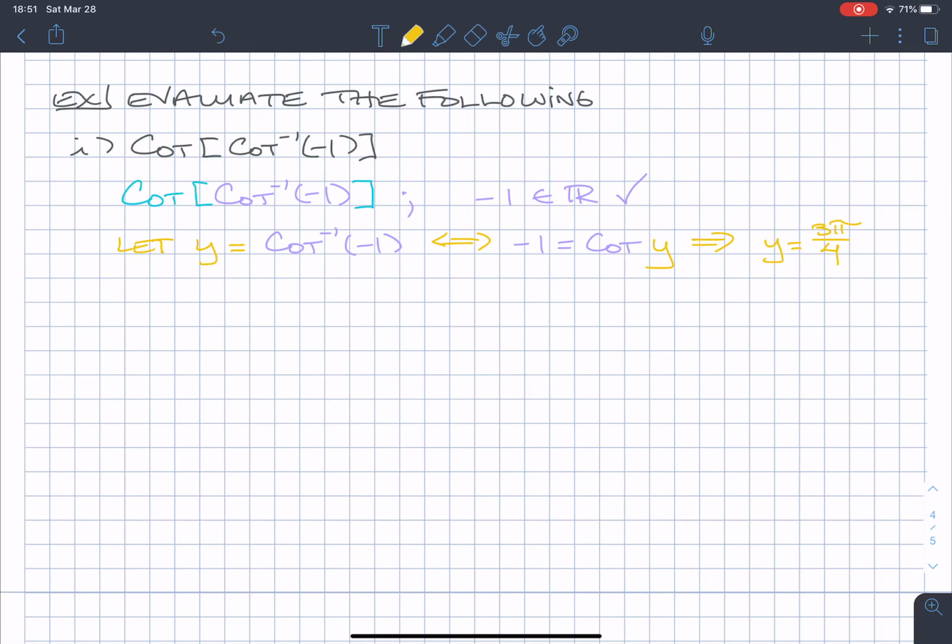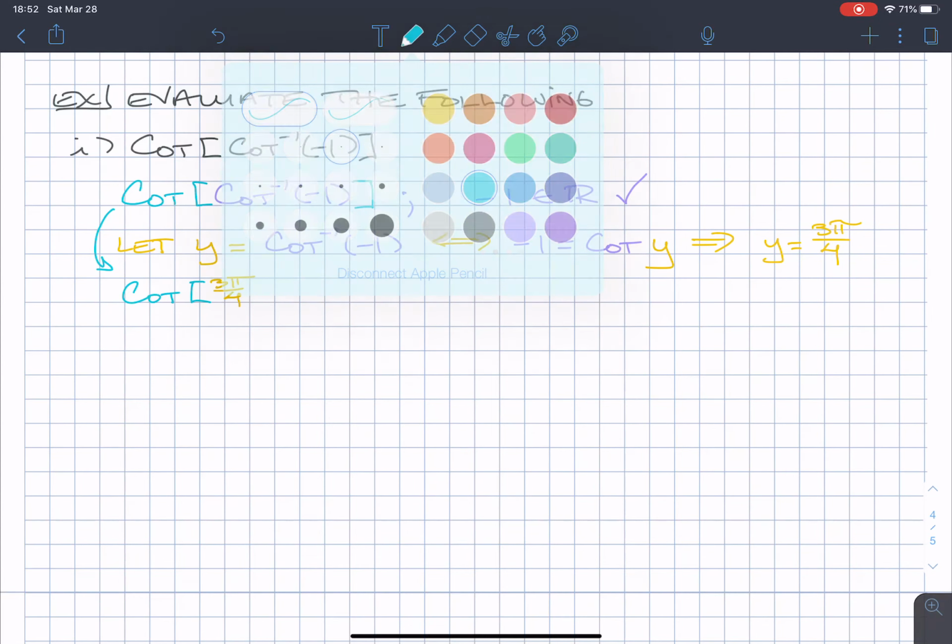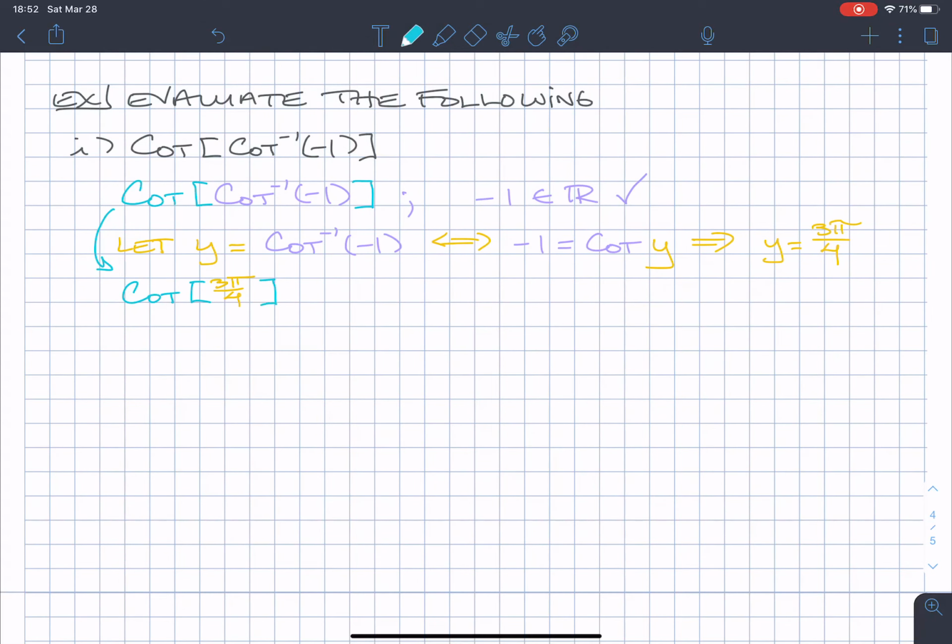Okay, so therefore, coming back here, cotangent of inverse cotangent of negative 1, which we found to be 3 pi over 4. Cotangent of 3 pi over 4, well, that's negative 1, as it should be. Check mark.